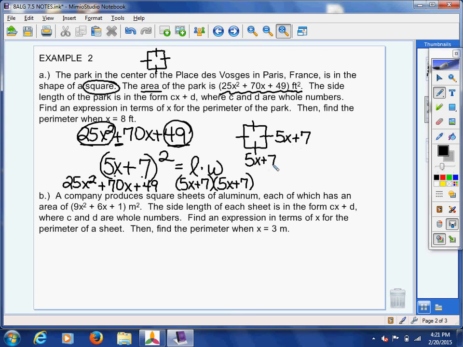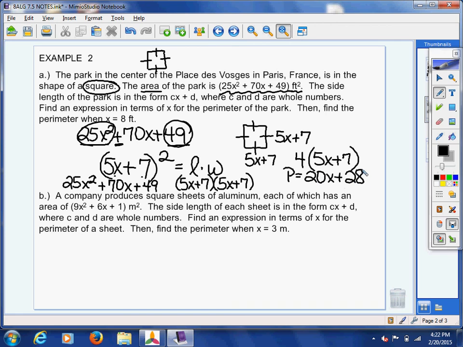So now they want me to find an expression in terms of x for the perimeter. Well, let's remember, what do we know about perimeter? Oh yeah, we've got to add up all the sides. Well, what if all the sides are the same? Well, I have 4 sides that all equal 5x plus 7. Why don't we just multiply one side times 4, and that will give me the perimeter. So then the perimeter is 20x plus 28.